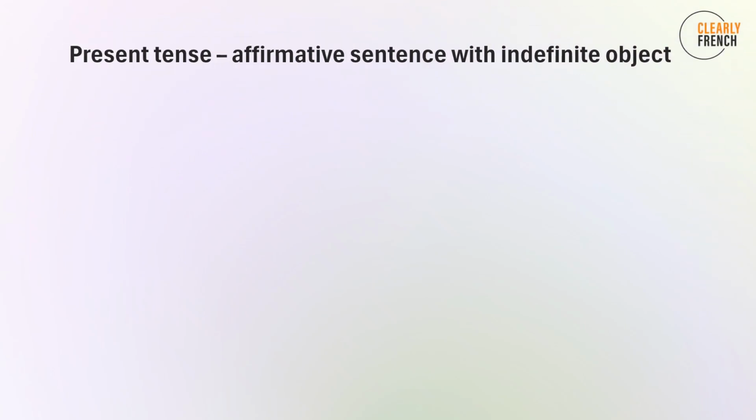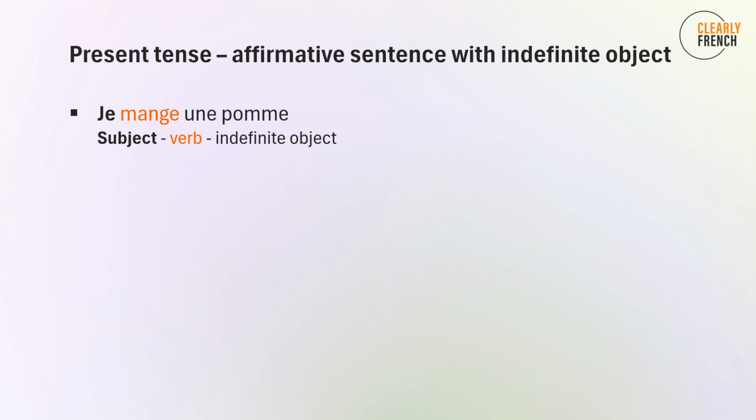Let's start with the present tense with an indefinite object. Je mange une pomme. So une pomme is the indefinite object because it's an apple, one apple. You got the subject, verb, object. Now, if you were to say, I eat one of them, you'd have to say, j'en mange une. The en replaces une pomme. The une remains because it's the quantity. So you've got subject, quantity pronoun, verb, and object.